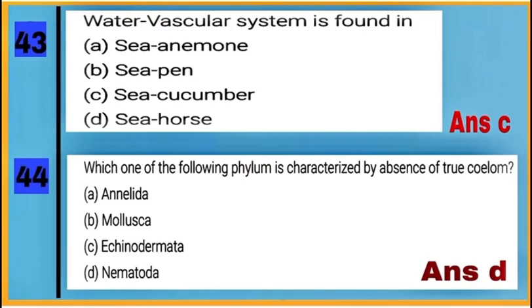Question 43. Water vascular system is found in option C. Sea cucumber, which is an example of Echinodermata. It has water vascular system. So here mark C as a correct answer. Question 44. Which one of the following phylum is characterized by absence of true coelom? Out of 4 given phylum, Nematoda, which is also known as Aschelminthes, has no true coelom. The animals of this phylum are pseudocoelomate. So here mark D as a correct answer.